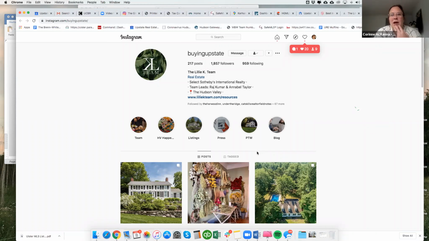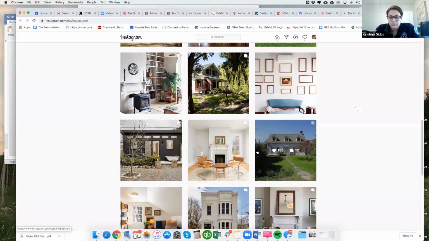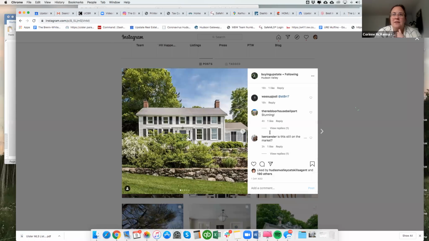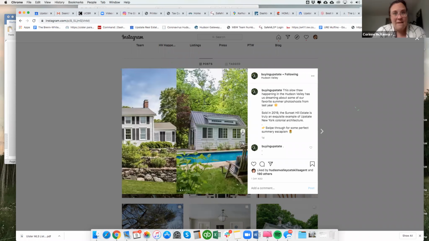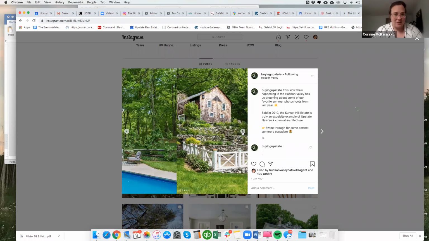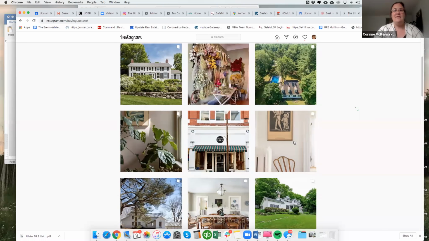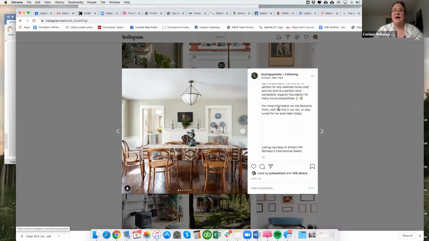So this one has no personal stuff. Zero. But what I would say is that it feels personal in the way they write about things. The slow thaw happening in the Hudson Valley has us, so they're using first person, dreaming about some of our favorite summer photo shoots from last year. Swipe through for some perfect summery escapism. So that's the other way to handle it. They're not posting about their dogs or their cats or whatever, but they're saying we. You would get a sense of this team as a person based on the images they post and the captions, I think.